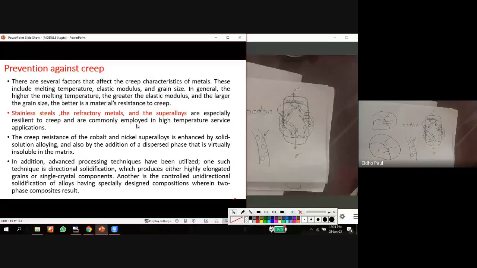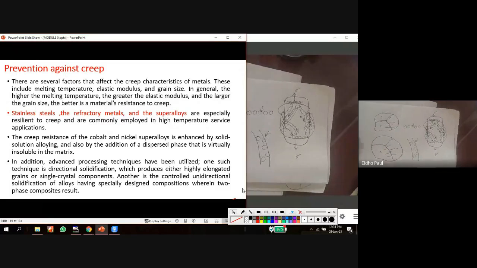Okay, so these are the different methods. Stainless steel, refractory metals, superalloys. We will discuss superalloys later. So these are very good materials under very high temperature atmosphere. They have high creep resistance even at an elevated temperature. So we can use this type of material where the temperature is very high and subject to creep deformation.